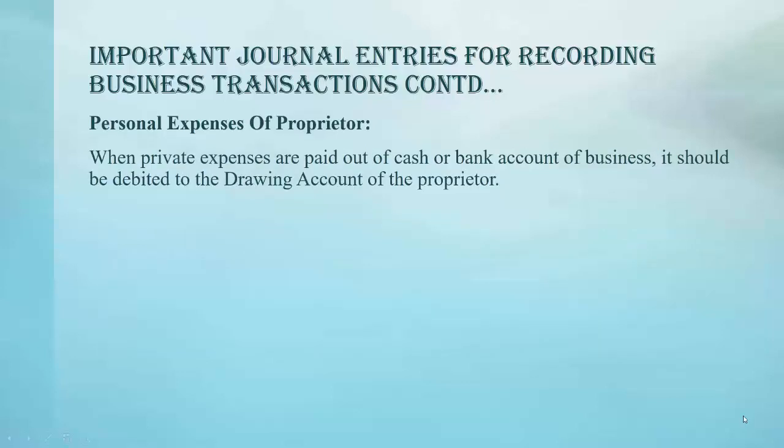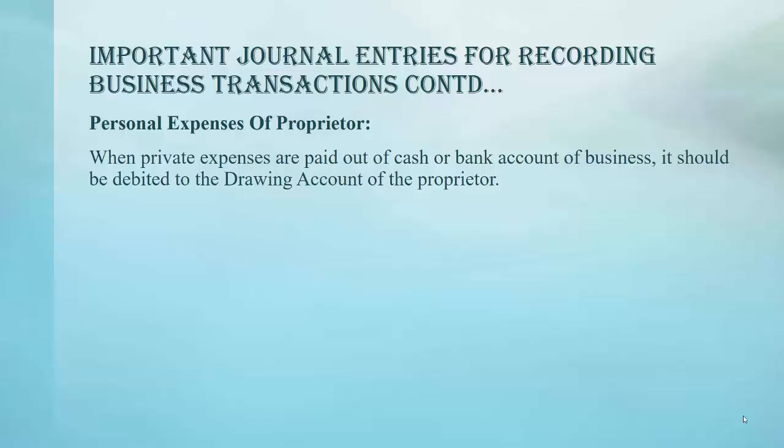Our next case is personal expenses of proprietor. When private expenses are paid out of cash or bank account of business, it should always be debited to drawing account of the proprietor. Here we are using drawing account because actually the proprietor is withdrawing cash for his or her personal use, and these expenses can be of any type. For example, life insurance premium, income tax, or tuition fees of owner's child or owner's telephone bill, etc.